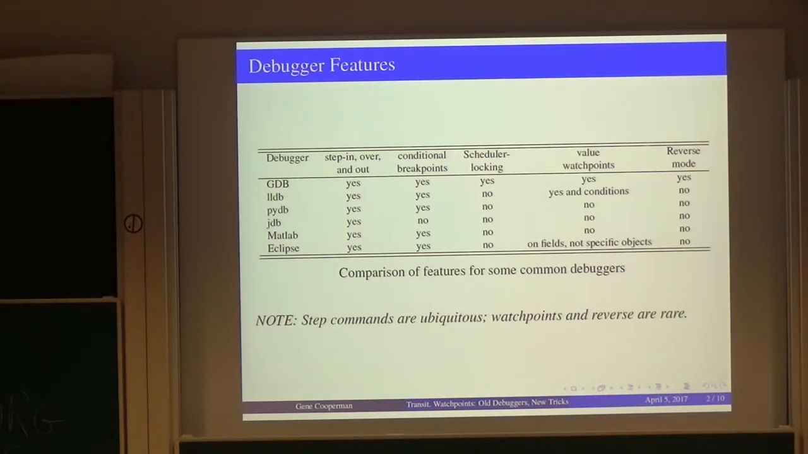So I'll show you what our idea is for transition watch points, in which you don't have to evaluate that expression billions of times. We'll just evaluate it a logarithmic number of times. So in this case, the logarithm base 2 of a few billion.